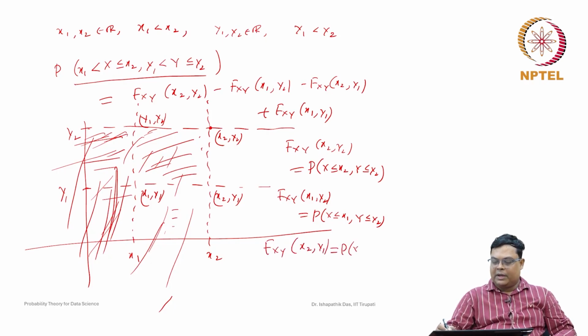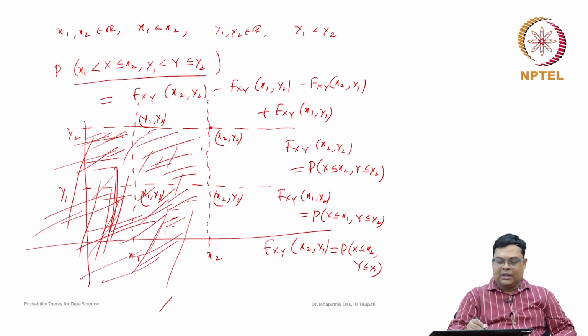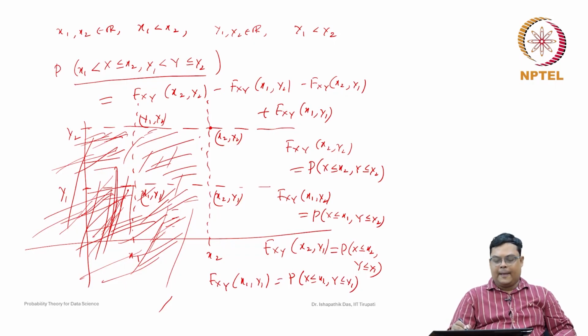What is this? This is the probability that X is less than or equal to x2 and Y is less than or equal to y1. X less than or equal to x2 means this part, and Y less than or equal to y1 means that we are subtracting this part also. Now, this part has been subtracted 2 times. What is this part? This part is nothing but F_XY of (x1, y1), the probability that X is less than or equal to x1 and Y is less than or equal to y1. That is why this part was subtracted 2 times.